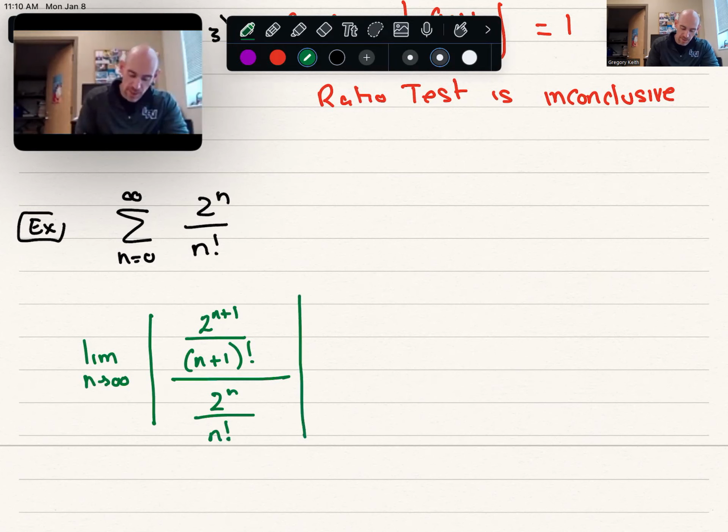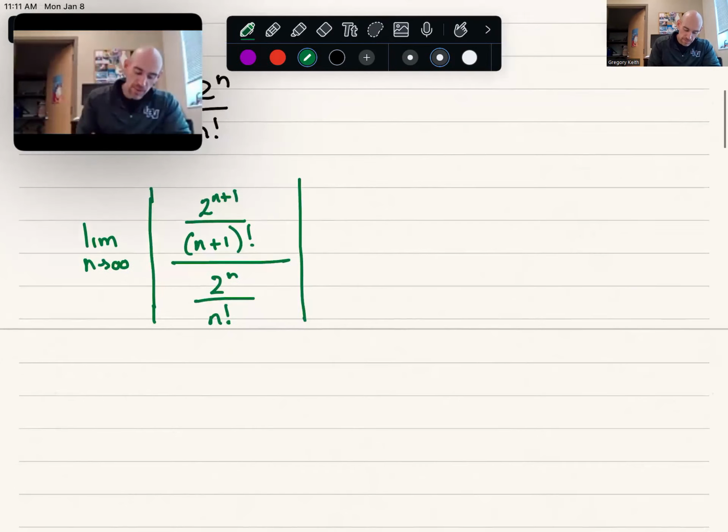We kind of saw something like this with our limit comparison. We had to do that fraction. Well, remember, whenever you do this fraction, it's really just multiplying by the reciprocal. So let's go ahead and rewrite that here.